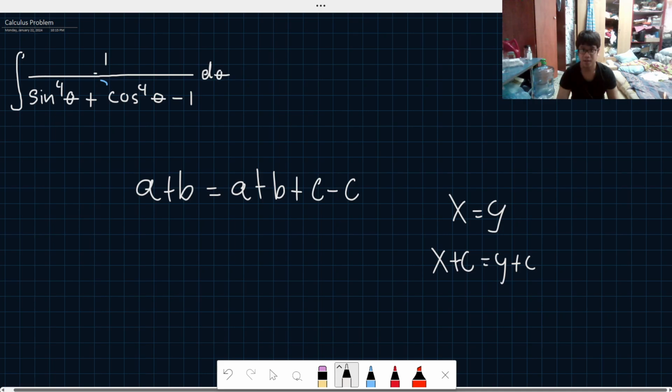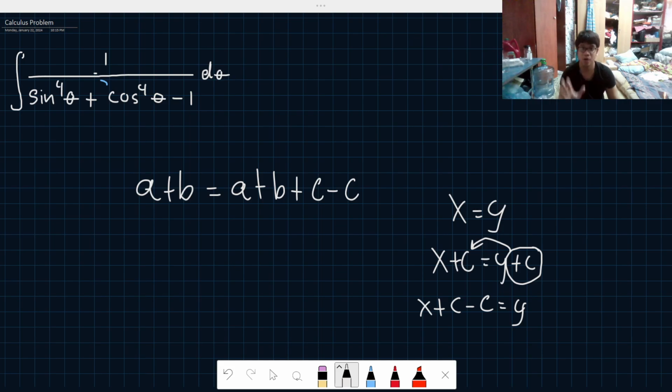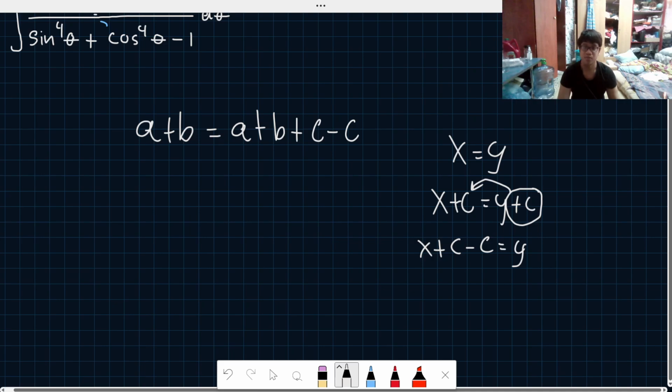You can, but you need to include the negative sign. So for example, I want my c here on the left. I can put all c's on the left. Just transpose the plus c from the right side to the left. So I will have x plus c minus y minus c is equal to y. If you only want one side, no problem, but you have to put its negative version as well.